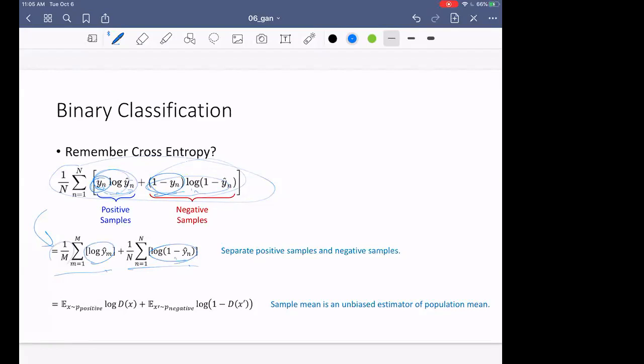I've used M and N here to represent the number of positive cases and the number of negative cases. Usually they should be the same. I just wanted to make it clear that they're different terms. Usually it's ideal if you have the same number of positive and negative samples, like 50-50, right? But using M and N here is just for the sake of argument.